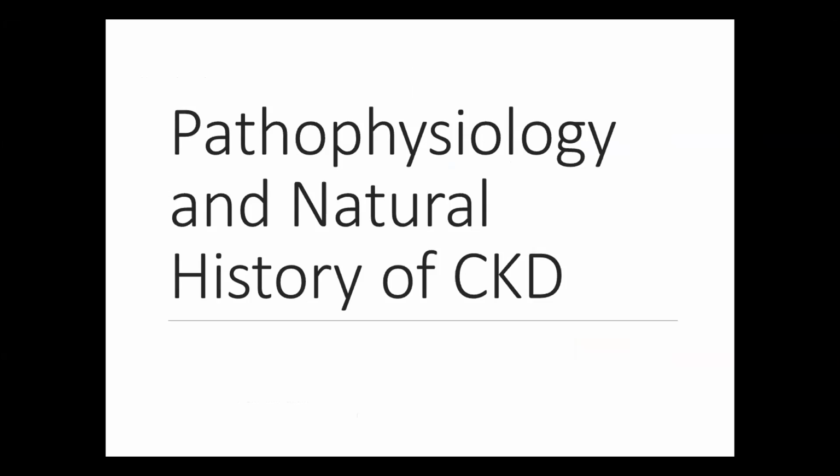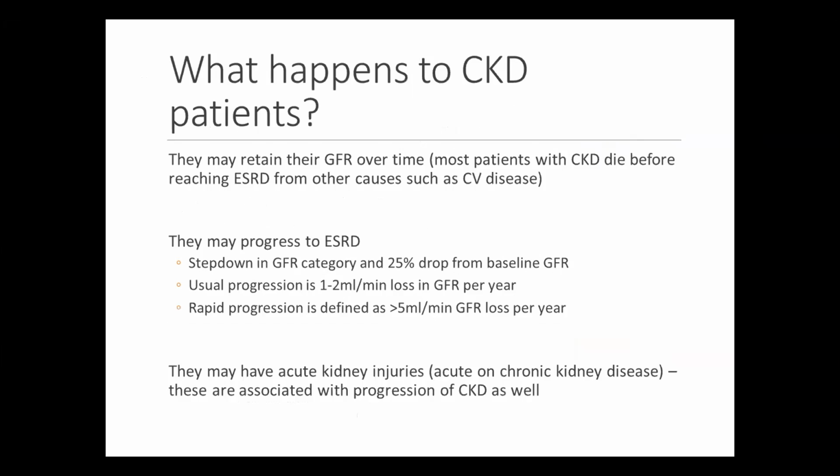Okay, so now we'll move on to the pathophysiology and natural history of chronic kidney disease. The course can be very variable for patients with chronic kidney disease. Most of them may retain their GFR over time and not progress to end-stage renal disease. In fact, most patients with chronic kidney disease die before needing dialysis or transplant from other causes like cardiovascular disease.